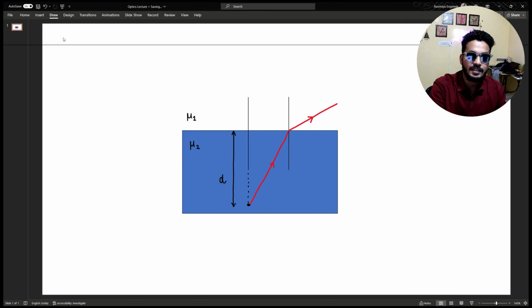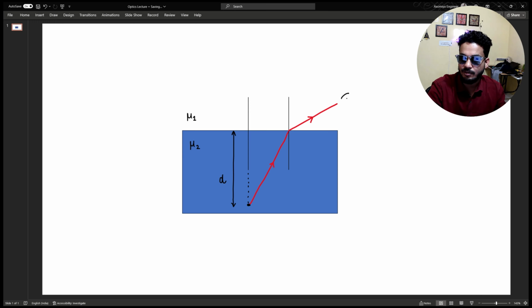On the other hand, when we look from this side, when we actually use our view to look at the image of this, we don't see this refraction happening. We just see, okay, maybe the object is right here. That's the image of this particular object which we are seeing from here. So this is actually known as the apparent depth, d dash. Now how do you find out this d dash?